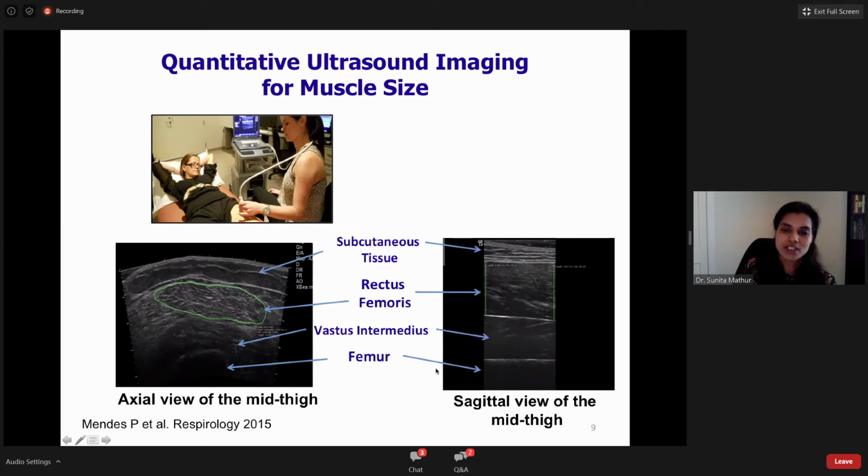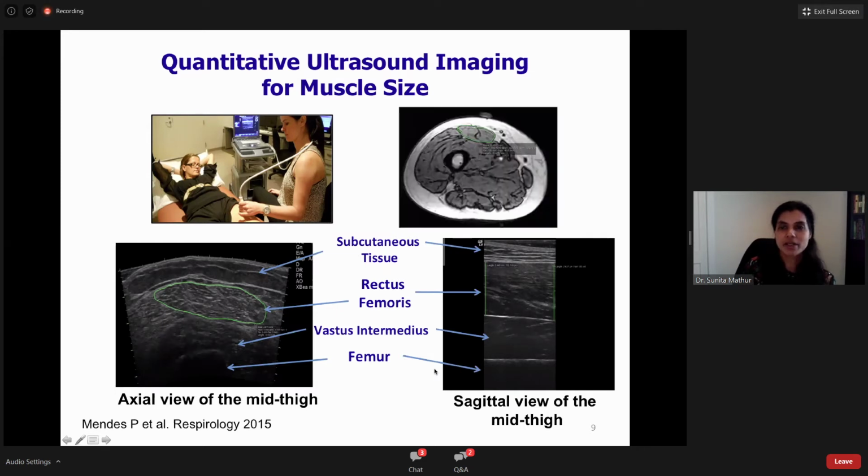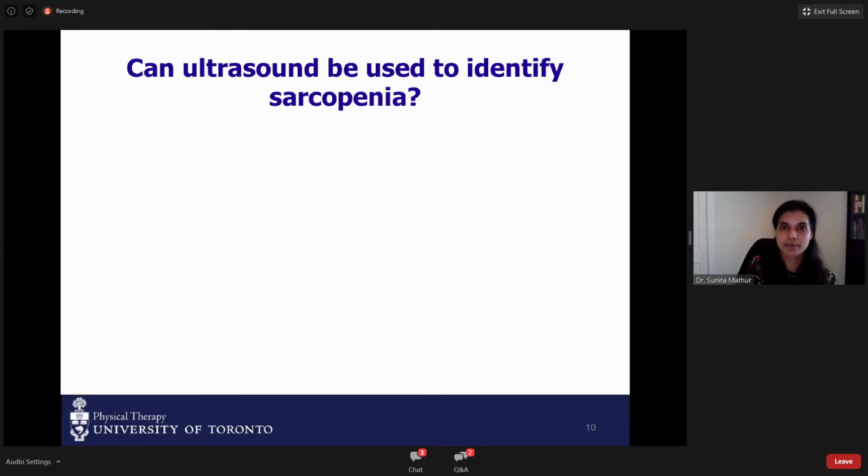One of the limitations, however, of ultrasound is if you compare it to MRI, where you can see the entire leg, you're really just looking at one muscle at a time. So what does that really tell us about sarcopenia? Because what I mentioned before is we wanted to look at muscle mass. Muscle mass is what we're concerned about. Will one individual muscle really tell you about sarcopenia? This is an important question that we'd like to explore. So can ultrasound be used to identify sarcopenia?